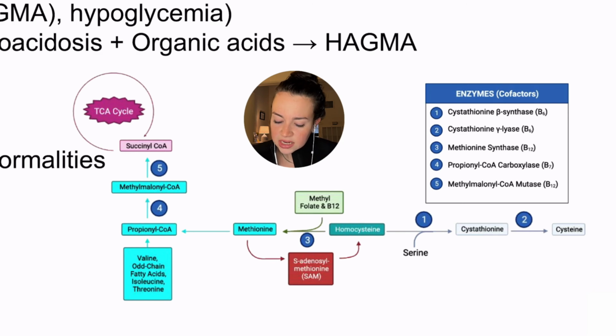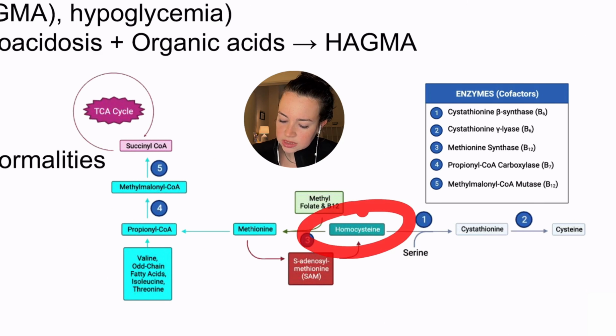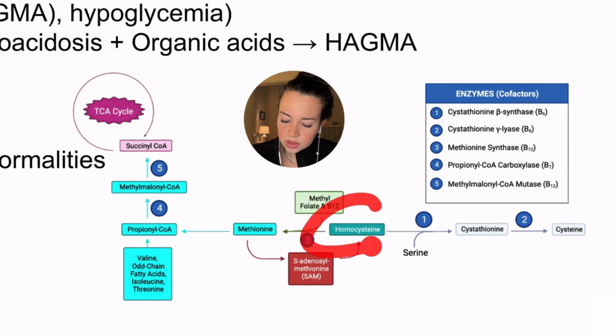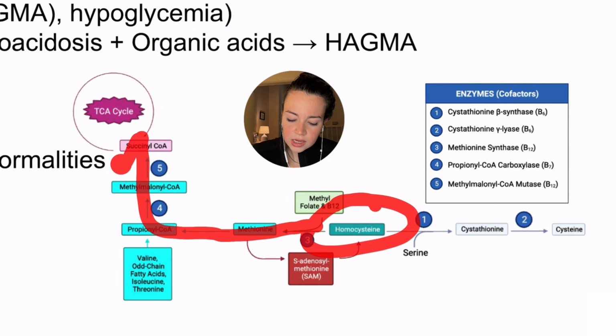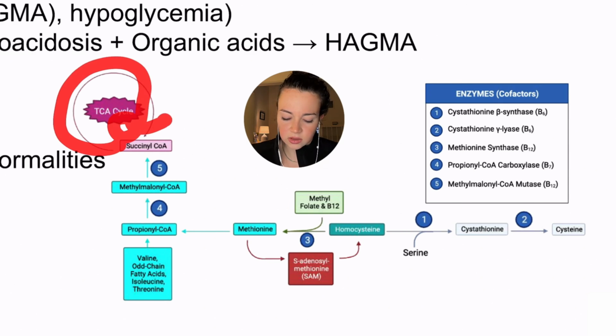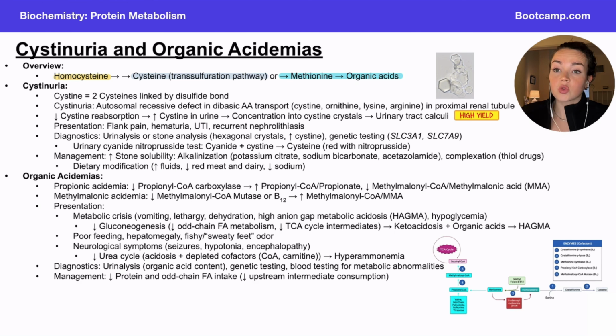If you take a look at the diagram that we used to discuss this, in the middle was homocysteine, and homocysteine could either undergo the transsulfuration pathway, create cysteine, or it could go the other way here and go through methionine, the organic acids, and eventually join the TCA cycle. So in this video, we'll be talking about disorders within those two breakdown pathways.